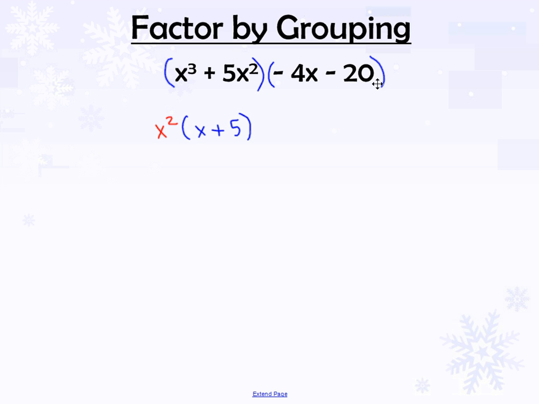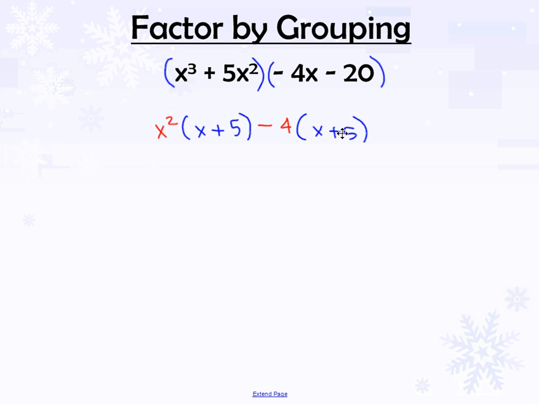Then I'm going to look and see what goes into each of these. Remember, since this is negative, I need to make sure I'm factoring out something negative. So I'm going to factor out a negative 4. What I'm left with is x plus 5. Remember, we want what's in parentheses to end up being the same.